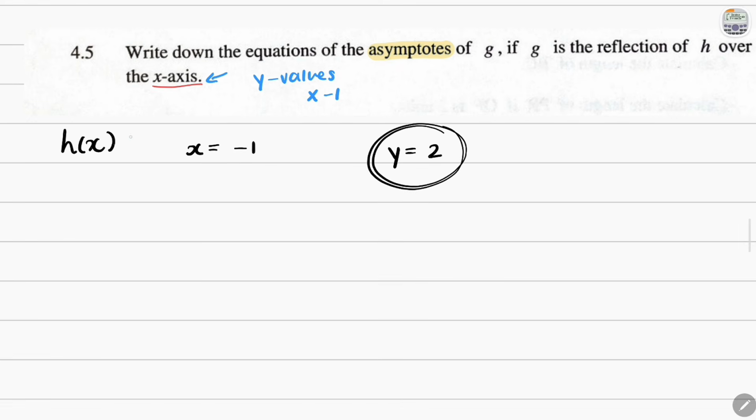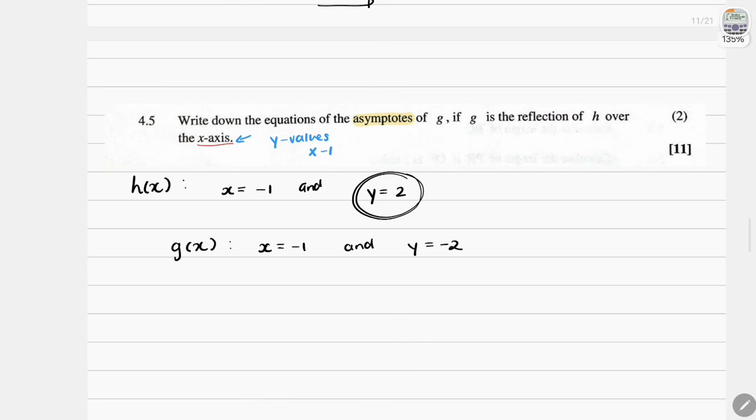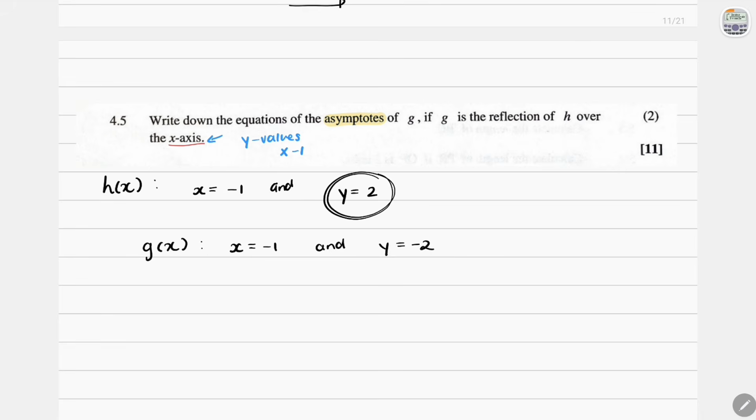Remember, this is the graph of h of x. That's what its asymptotes look like. But the asymptotes of the graph of g of x will look like this. x is still going to be equal to -1, but this time y will change to -2. And that is our answer. And that is it for question 4.